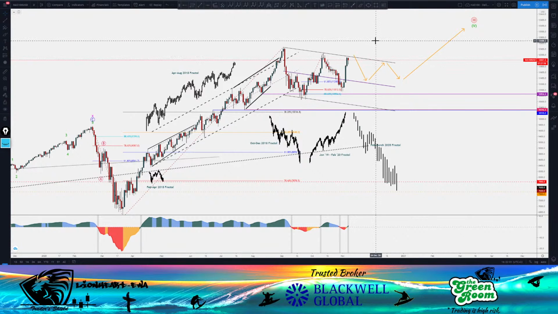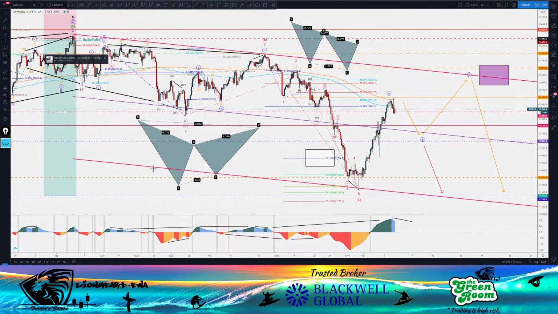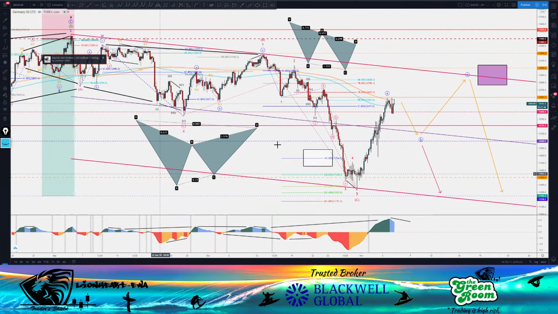So now that we covered some daily charts, let's actually kick things off and continue with the indices. Let me just continue with the DAX, yeah, on the 4-hour time frame right here.